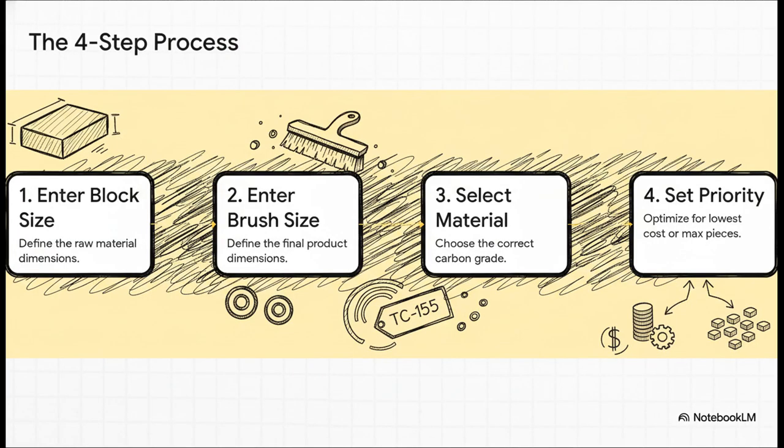It's really just a few simple steps. First, you pop in the block dimensions, then the brush dimensions. Step 3, you pick your material grade, let's say TC155 for example, and then, and this part is really cool, you choose your priority. Are you trying to get the absolute lowest cost for each brush, or are you trying to get the maximum number of brushes possible out of the block? You get to decide what's most important.